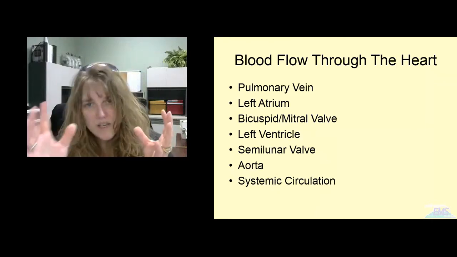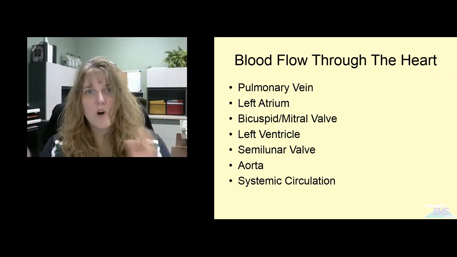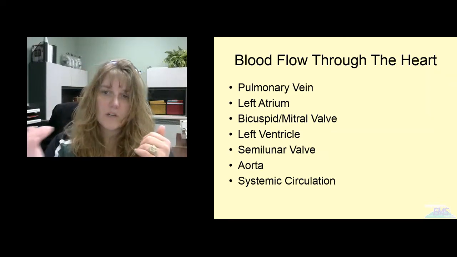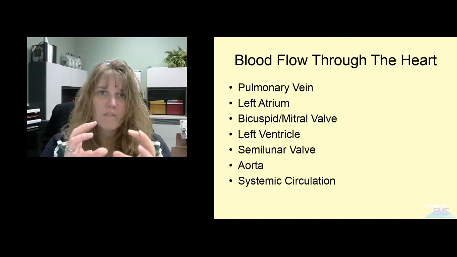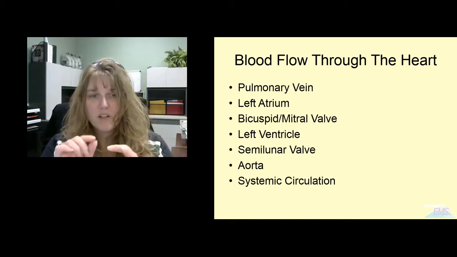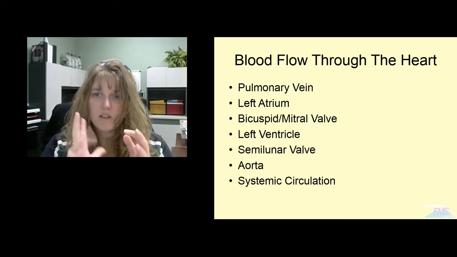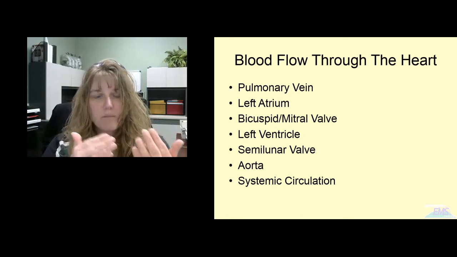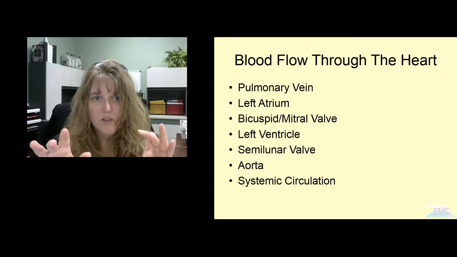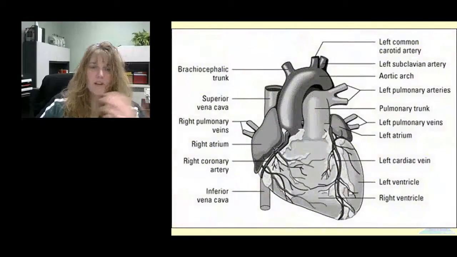From the lungs, it's going to travel back to the heart through the pulmonary vein. Remember, arteries go away from the heart, veins come to the heart. So it comes back through the pulmonary vein, drops into the left atria. The atria, again, contracts, shoots the blood through that bicuspid or mitral valve and into that left ventricle. The left ventricle contracts, shoots blood out through the aortic semilunar valve, and then that moves it out through the aorta and into circulation.